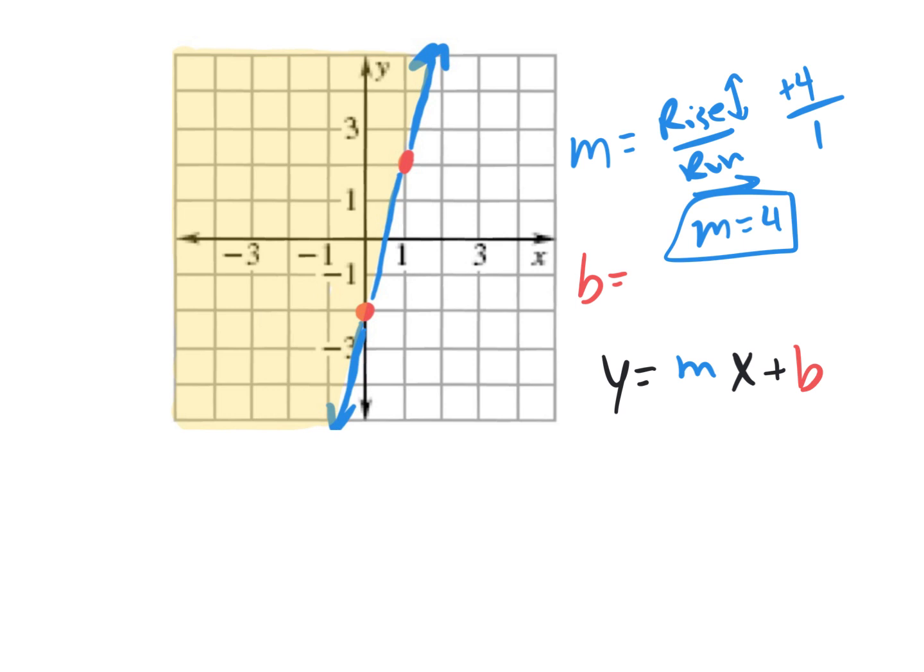Now, the b value is where it crosses your y-axis. And it doesn't cross at 3 or at 1 or at negative 1. It crosses at negative 2. So the b value is negative 2. So we have the slope. We have the y-intercept. Plug in the slope right there. That'll say y equals 4x plus b. But instead of plus b, I'm going to put minus 2 because the b value is negative 2.